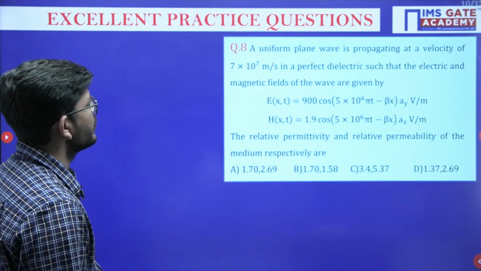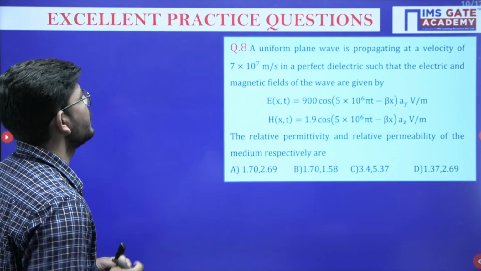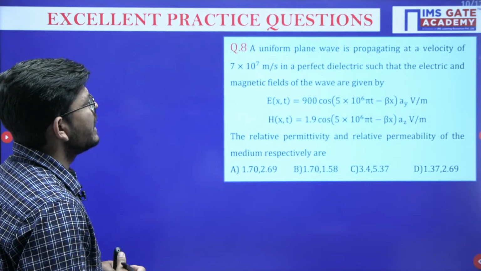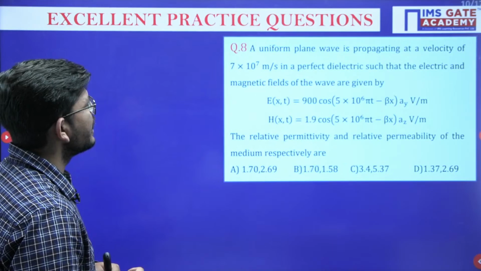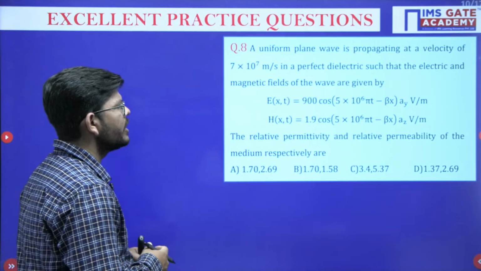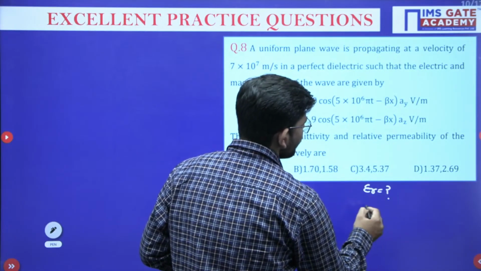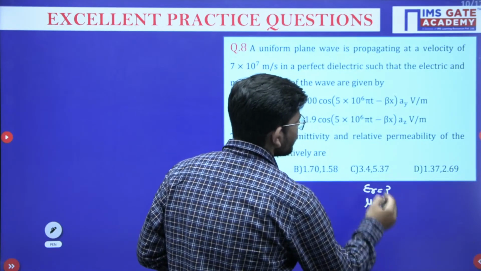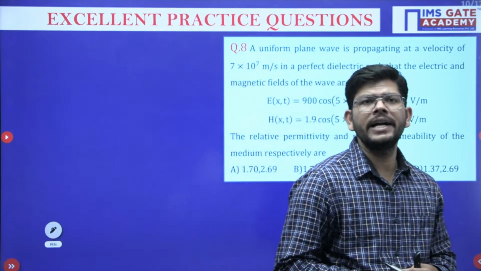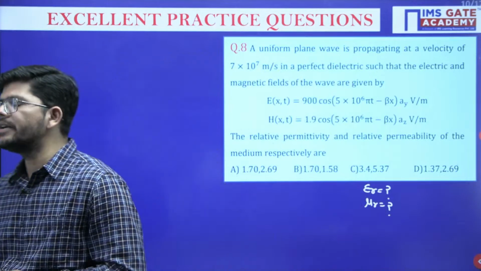So just see this question right now. A uniform plane wave is propagating at a velocity of 7 into 10 to the power 7 meter per second in a perfect dielectric such that the electric and magnetic fields of the wave are also given. What will be the relative permittivity and permeability? We have to find what will be epsilon r and what will be mu r of the medium. So E and H are given, and the velocity in the medium is also given to us.